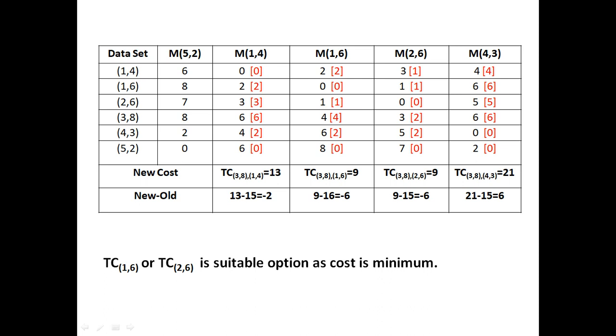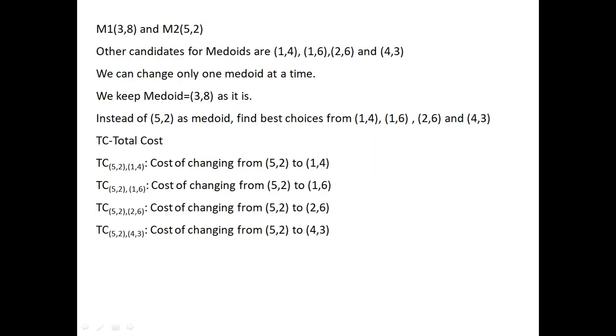What this indicates is that a negative value means it is a better option than our previous one. So the minimum value is minus 6 and minus 6. It indicates that with (5, 2), which option is better? Instead of (3, 8), (1, 6) and (2, 6) are better because they give the minimum value. So (1, 6) or (2, 6) are the suitable options.